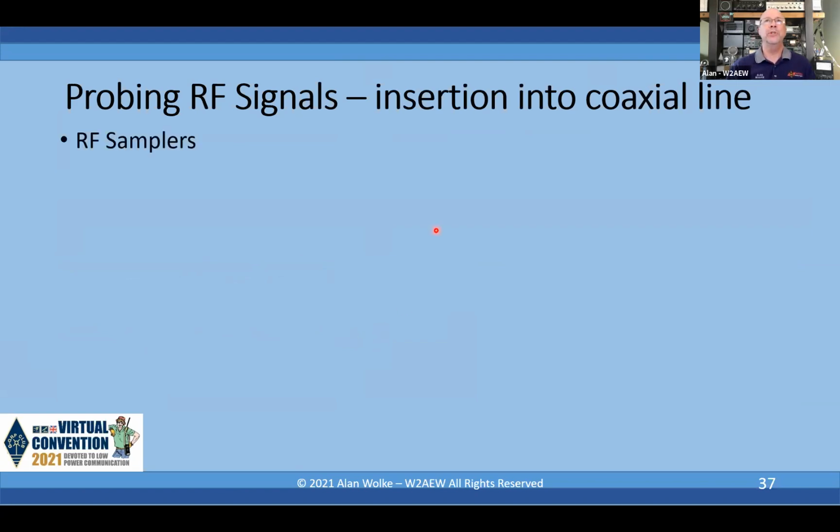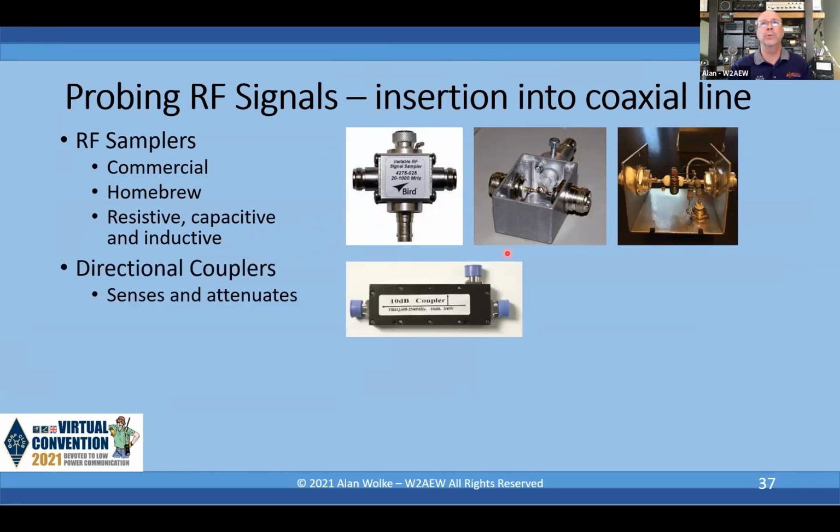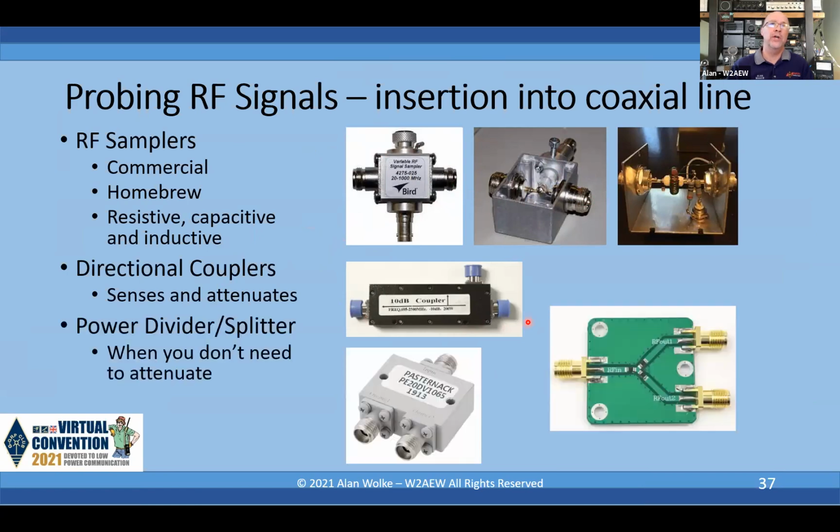All right, so probing signals. If you're inserting into a coaxial line, RF samplers are a nice way to sample a portion of the signal, and they're generally adjustable, so you can get a low-level signal going into a spectrum analyzer or scope. You can homebrew things. You can also use directional couplers like they have inside of a VNA, or even use power dividers and splitters when you don't necessarily need to attenuate the signal dramatically. But these first ones will really attenuate the RF signal, so they're really good for looking at things like transmitter outputs.